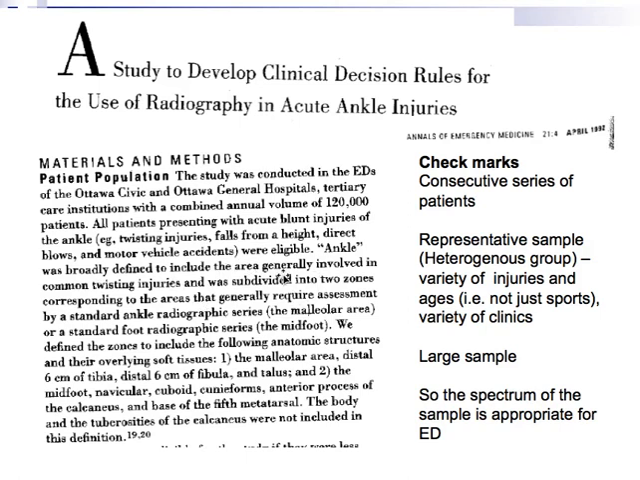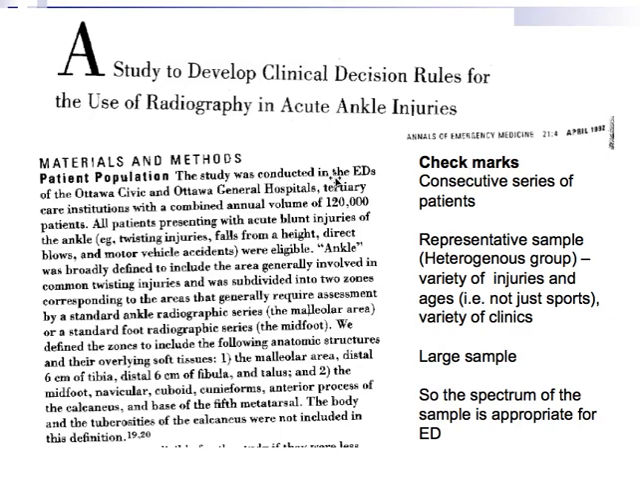And so we can read this through, and essentially the ankle was broadly defined to include the area generally involved in the common twisting injuries. It was subdivided into two zones corresponding to the areas that generally require assessment by standard ankle radiographic areas, the malleolar area, or a standard foot radiographic series, the midfoot. And we defined the zones to include the following anatomic structures, and it goes through those things.